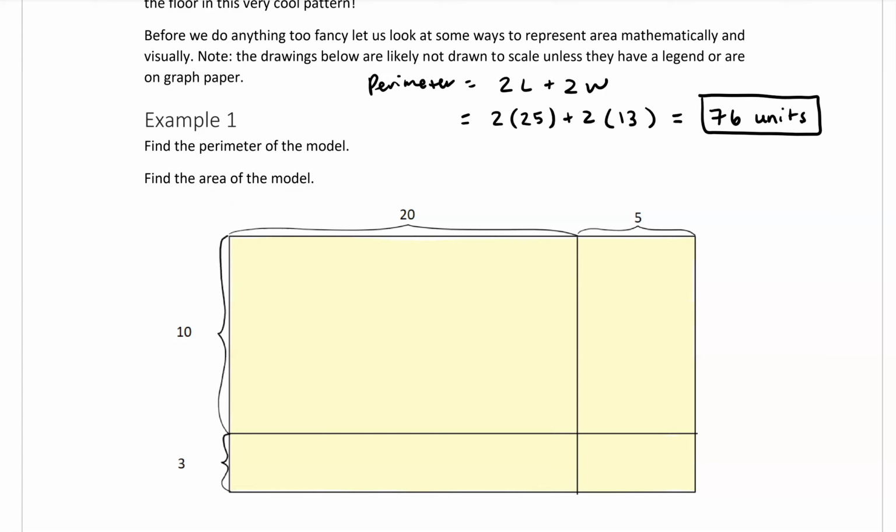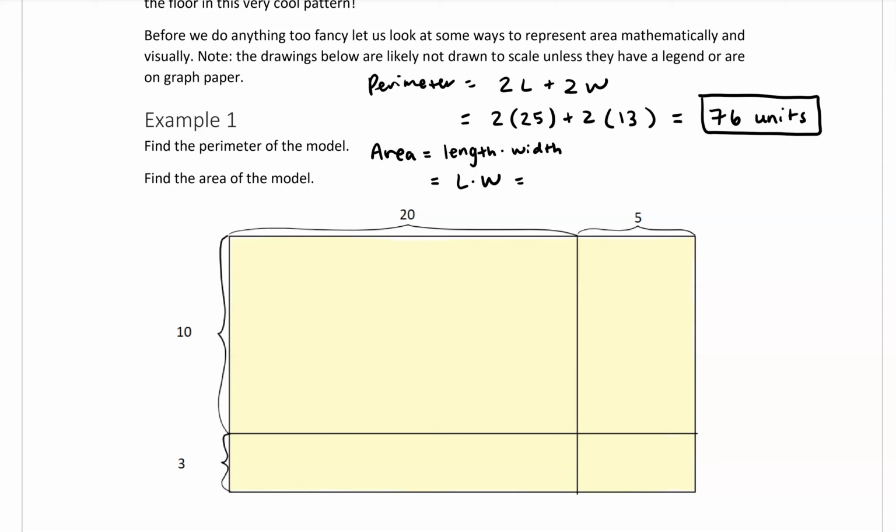Now our goal is to find the area of this rectangle, and there are 2 ways that we can go about finding the area. The first way is the area of a rectangle. Hopefully you've seen this formula before. If not, that's okay. The area of a rectangle is the length times the width. You'll often see that as just L times W. We already found L times W in the previous calculation when we were finding perimeter.